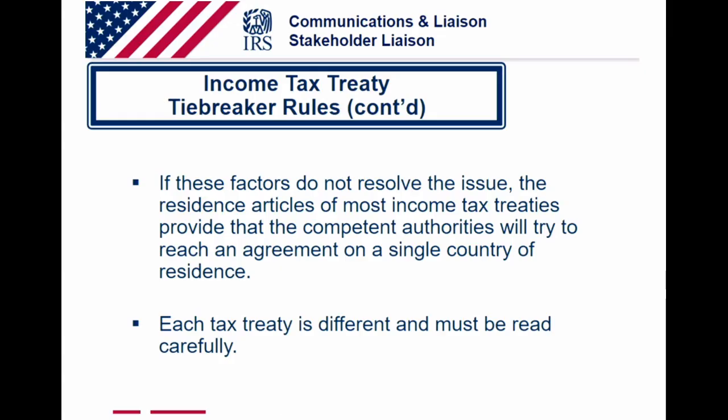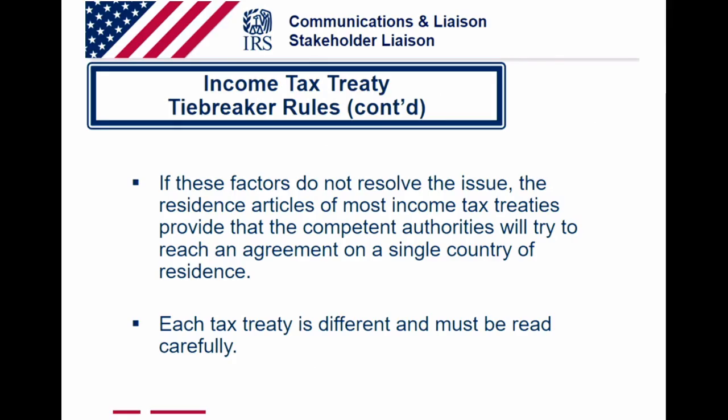Competent authority for the United States resides within the Internal Revenue Service. We have a whole portion of the IRS that is titled competent authority. And so that would be the competent authority for this country. The other country likely has something similar. And so that's who a person would turn to if they could not figure it out based on these tiebreaker rules in the treaty. And then the competent authorities will discuss it and reach an agreement on a single country of residence.